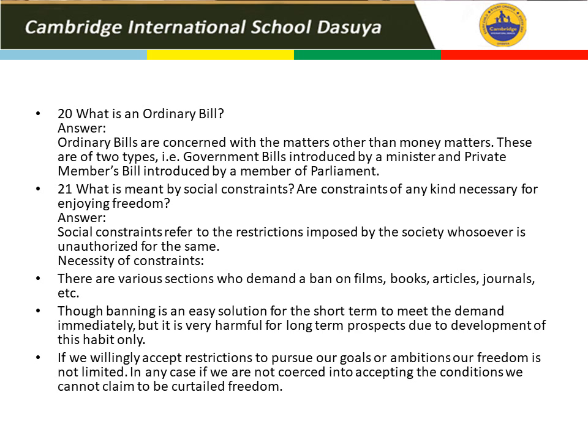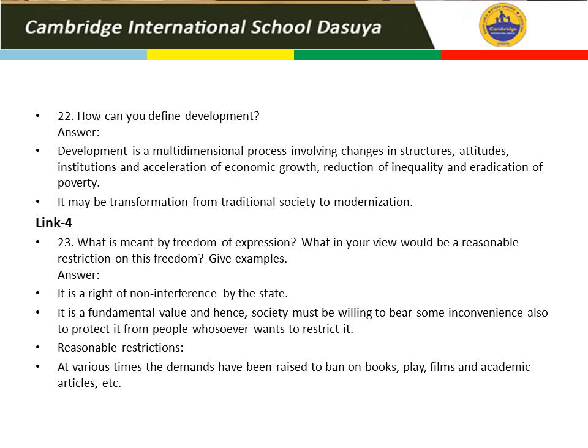Question number 21. What is meant by social constraints? Social constraints refer to the restrictions imposed by the society. So are constraints of any kind necessary for enjoying the freedom? Yes, there are various sections who demand the ban on films, books, articles, journals. Though banning is an easy solution for the short term to meet the demand immediately, it is harmful for the long term.